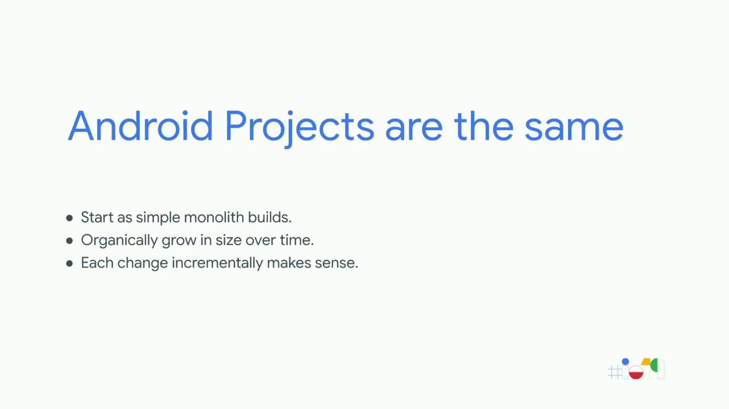So every project starts simple. But quickly, as you add more and more features, it gets really complicated. And through my work on Chrome for Android and AndroidX, formerly known as Support Library, I learned that Android projects are just the same. They start as big monolithic projects. They grow over time. And each incremental change makes sense.